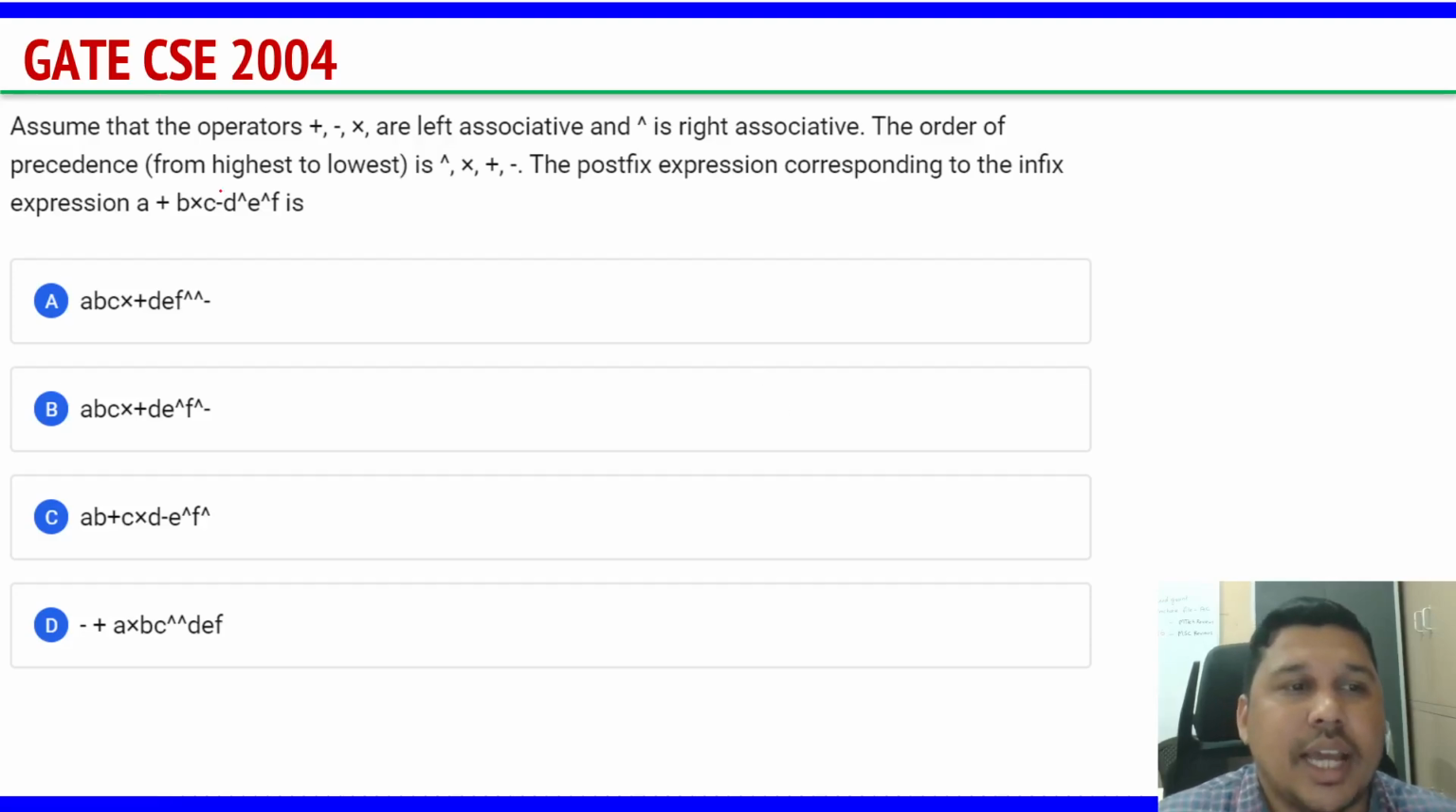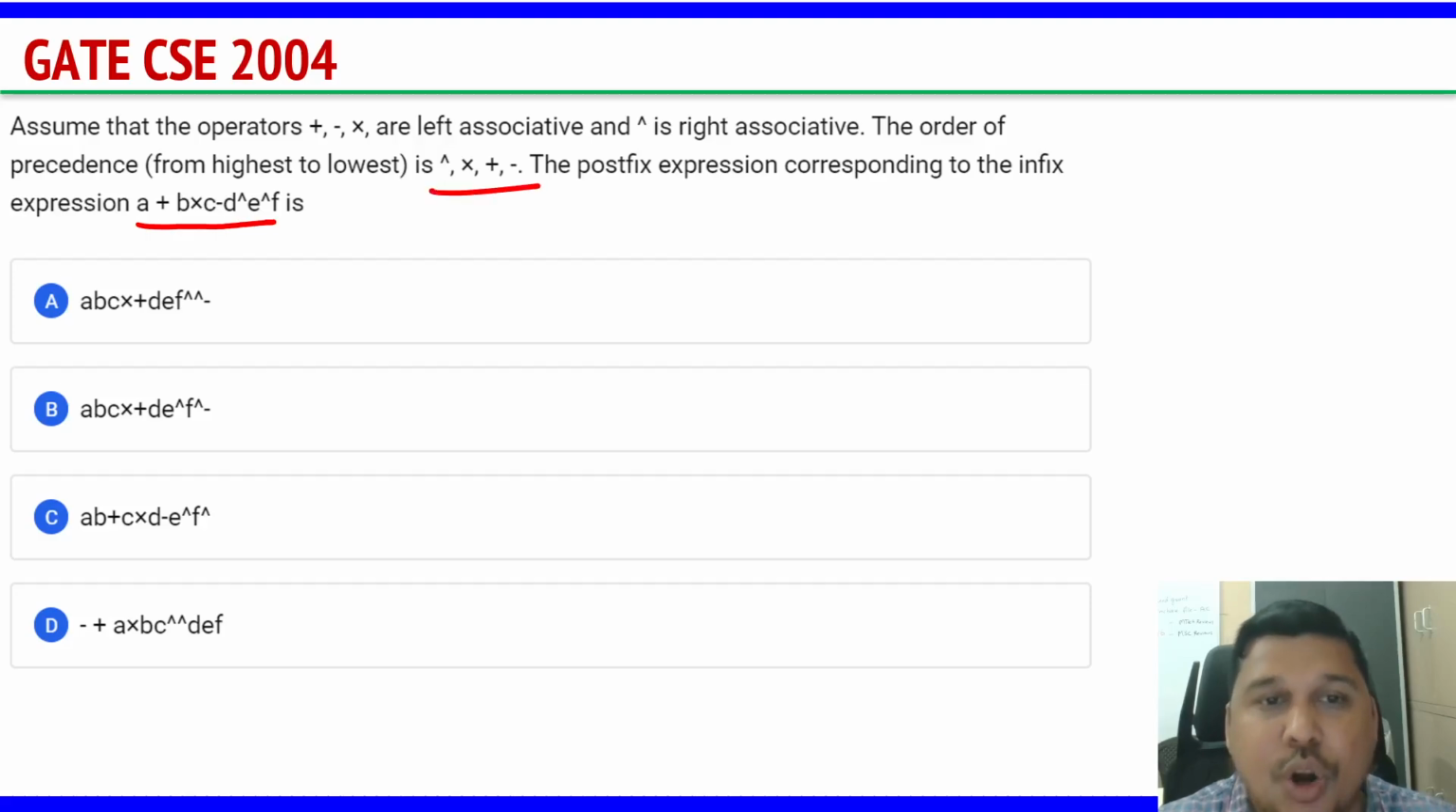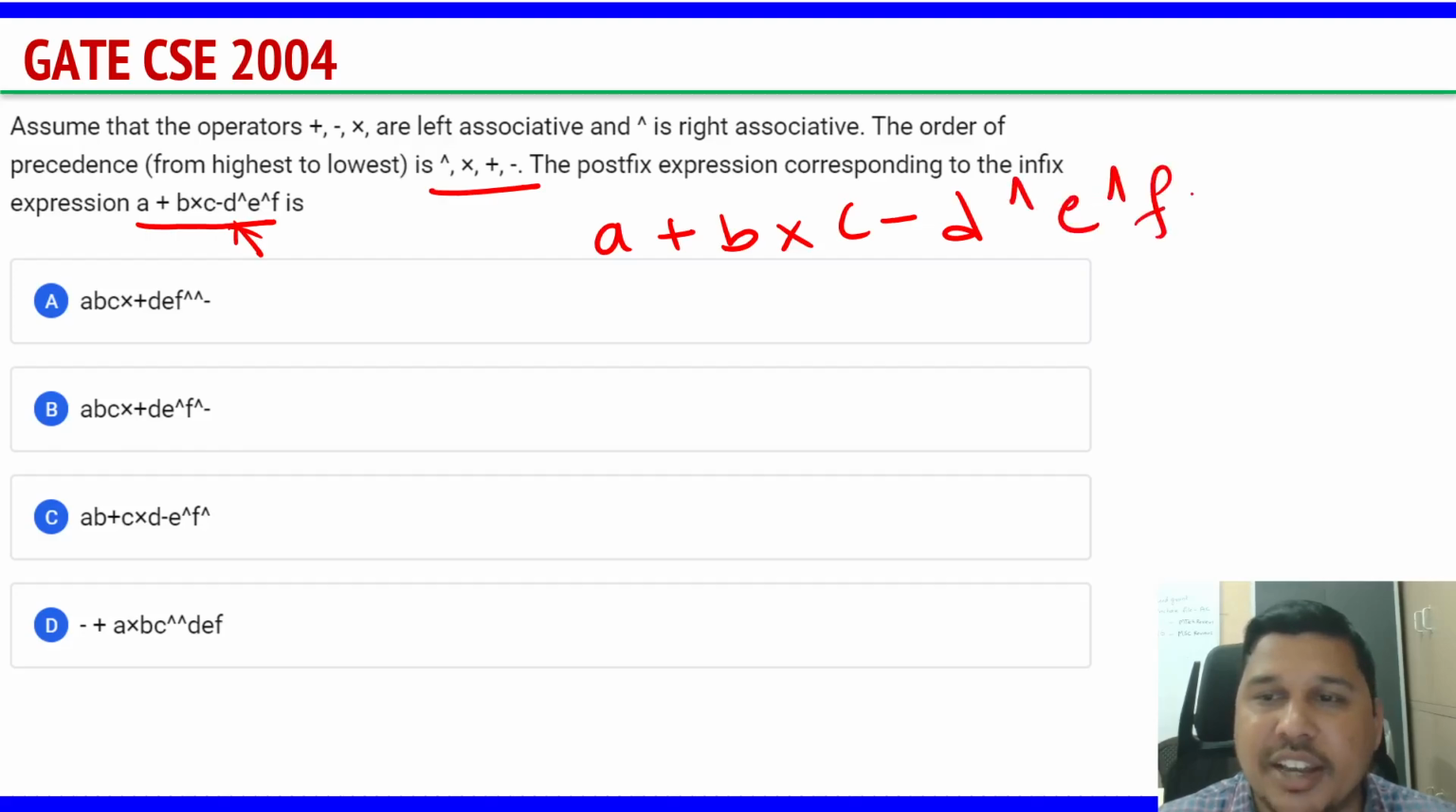You are given an infix expression and some priority order is given to you. Based on this order, find out the postfix expression for this particular infix expression. What is the infix expression? We have A + B * C - D ^ E ^ F. This is the expression, right?